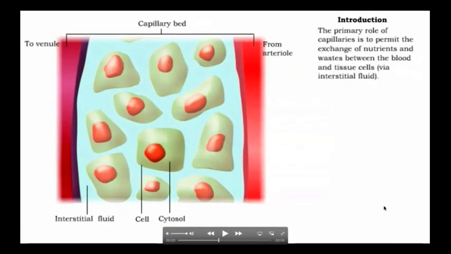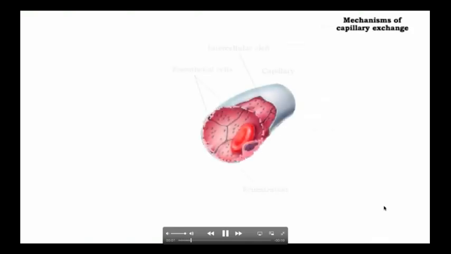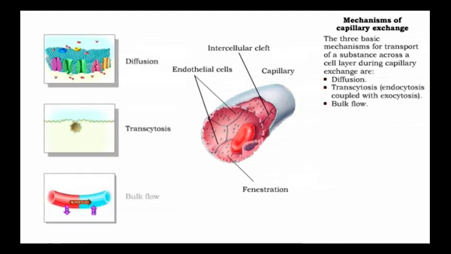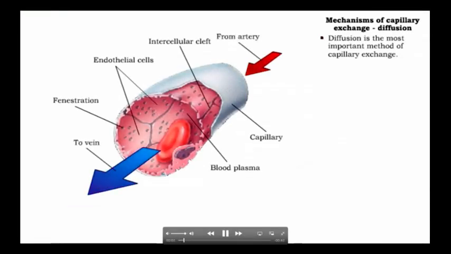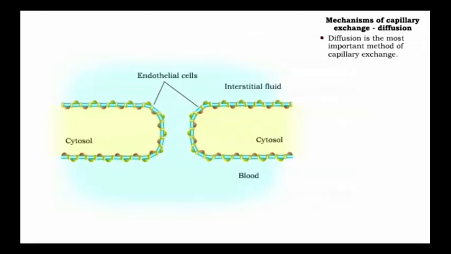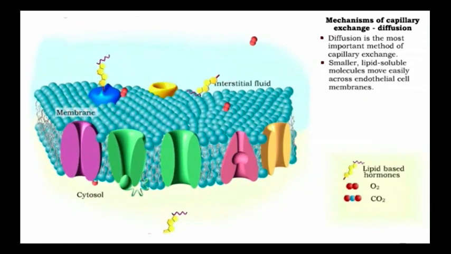The capillaries permit the exchange of nutrients and wastes between the blood and tissue cells. Capillary exchange occurs via three basic mechanisms: diffusion, transcytosis, and bulk flow. The most important method of capillary exchange is diffusion. Oxygen, carbon dioxide, steroid hormones, and other lipid-soluble substances pass through endothelial cell membranes.